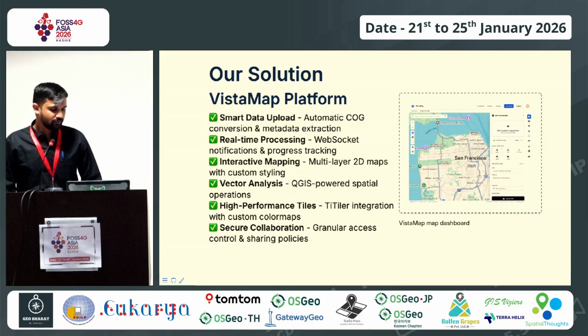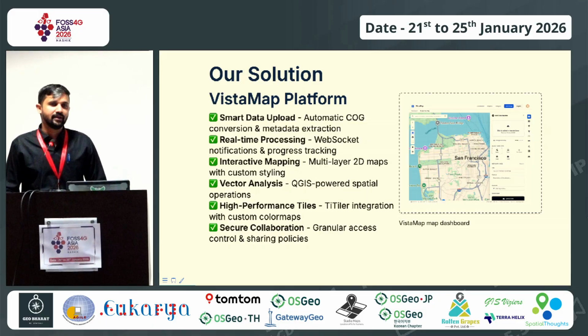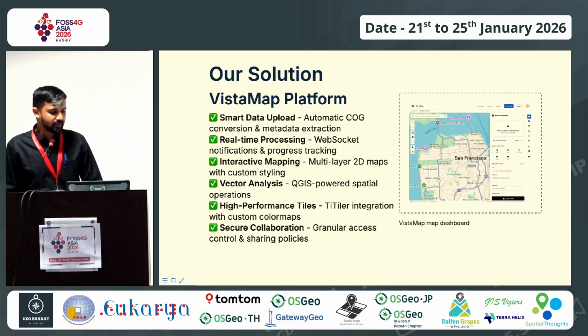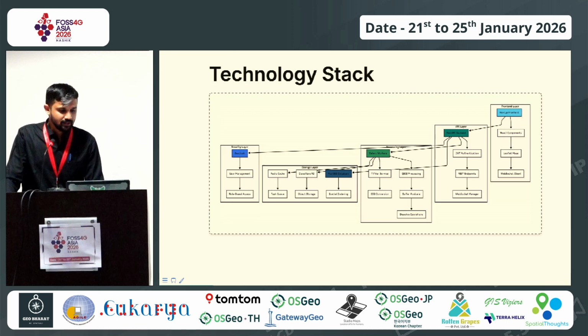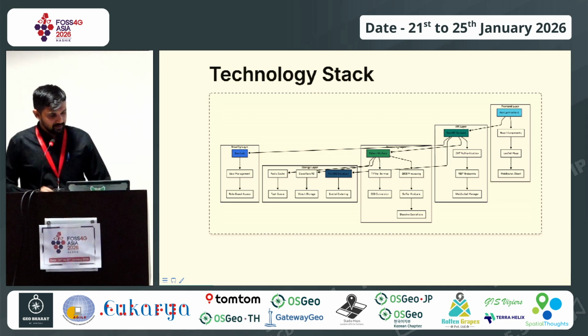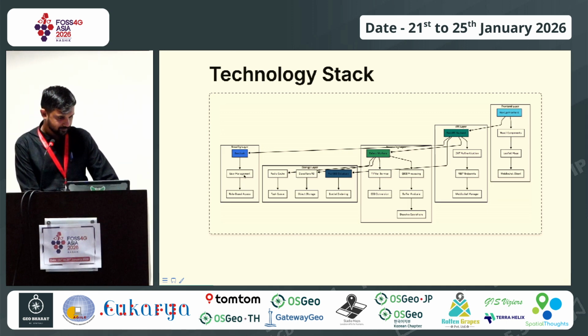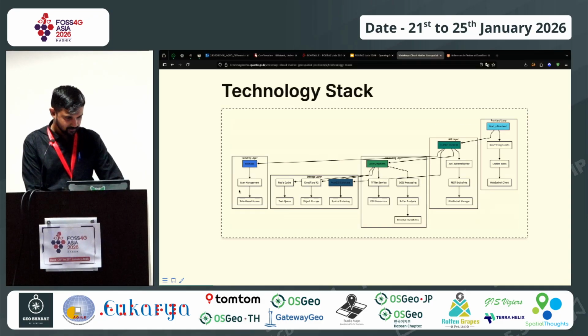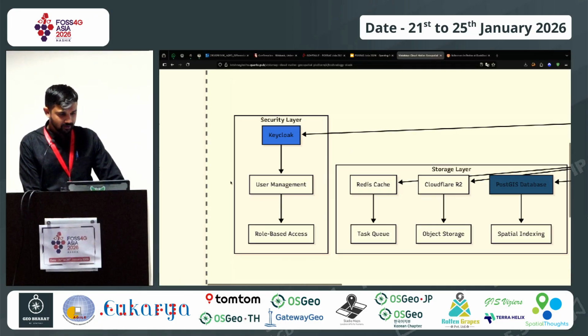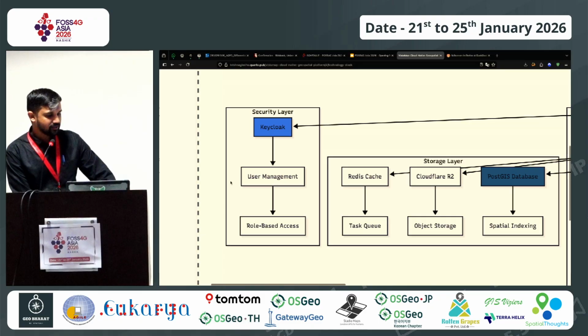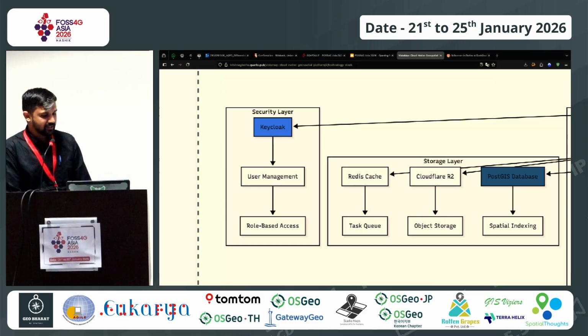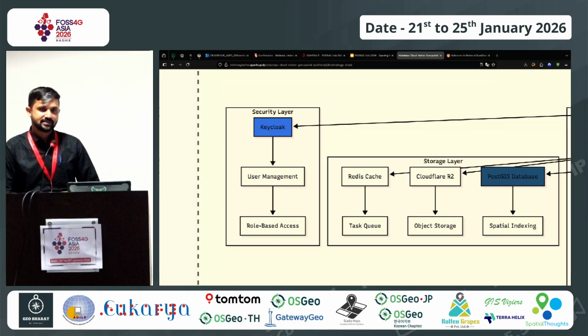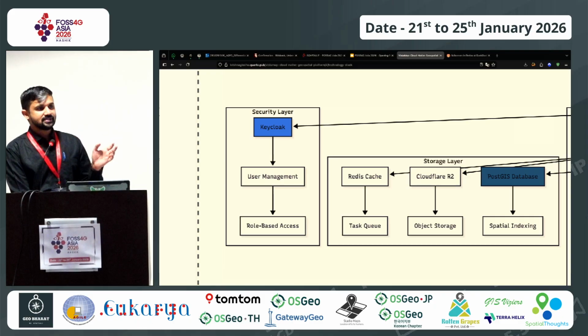And the last thing, which was again very important, was how we can make a secure collaboration so that granular access and control can be given. So here's the technology stack. Let me see if I can zoom it. So we are using Keycloak as a security layer, where we are using that for user management as well as role-based access. By the way, the entire Vistamap Docker Compose file will be available on GitHub.